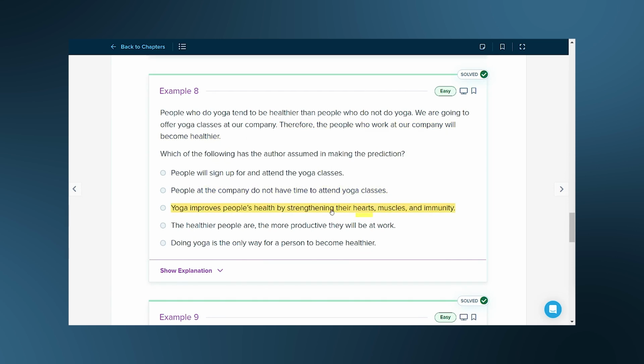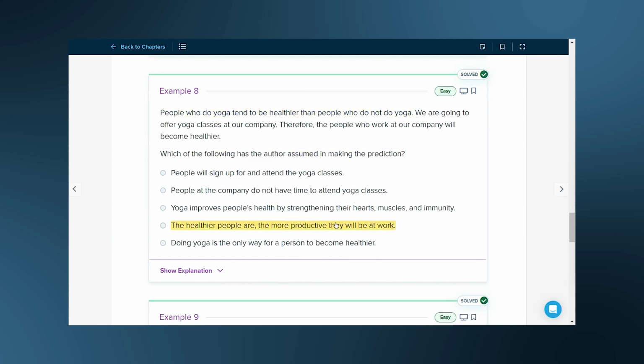C, yoga improves people's health by strengthening their hearts, muscles, and immunity. This one is irrelevant because one of the GMAT argument rules is that all of the premises must be taken as true. The premise already states that people who do yoga are healthier. It doesn't really matter why that's the case.